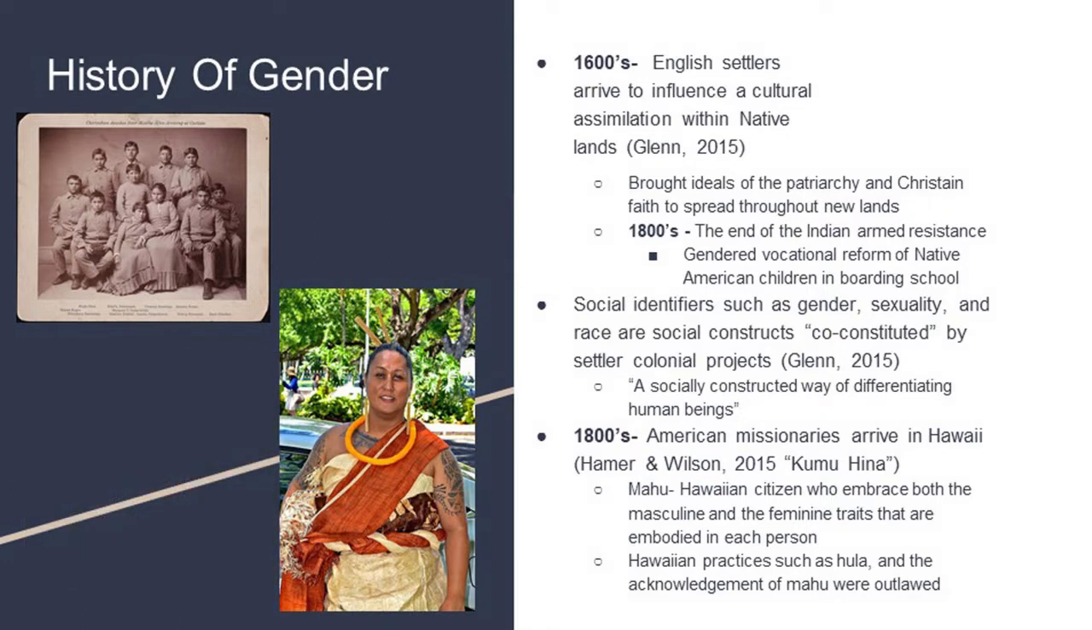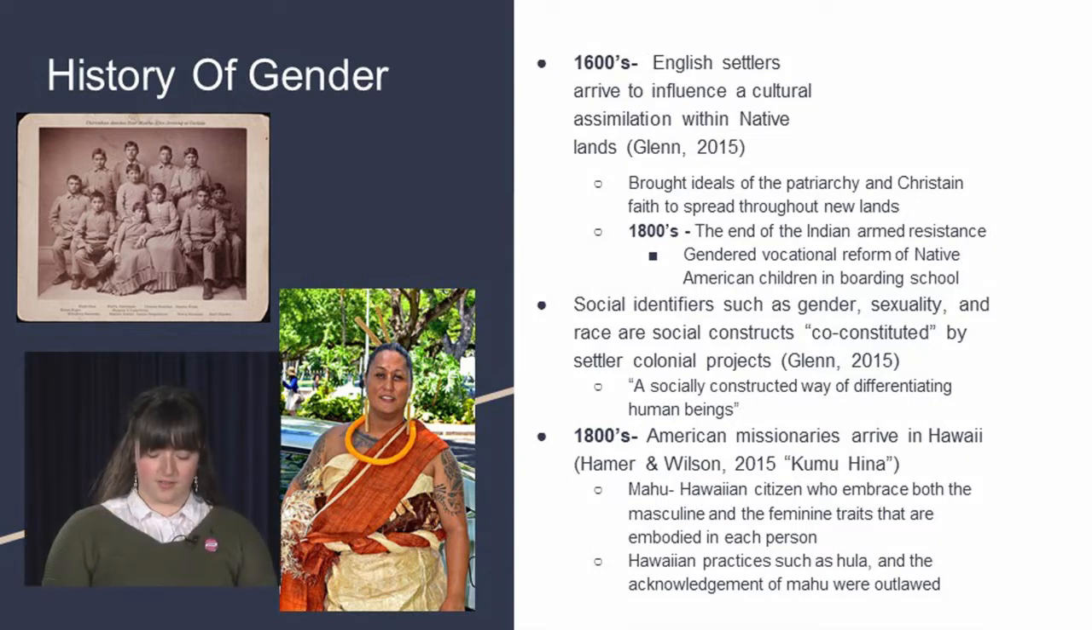Their influence spread wide in the 1800s as missionaries also traveled to Hawaii to spread their ideals. While there, they restricted the acknowledgement of the Mahu, who are Hawaiian citizens who embrace masculine and feminine traits, and were honored and celebrated in society for being sacred knowledge holders and teachers. Because of the English settler belief that there must be separation between what it means to be a man or a woman, these people were forgotten.